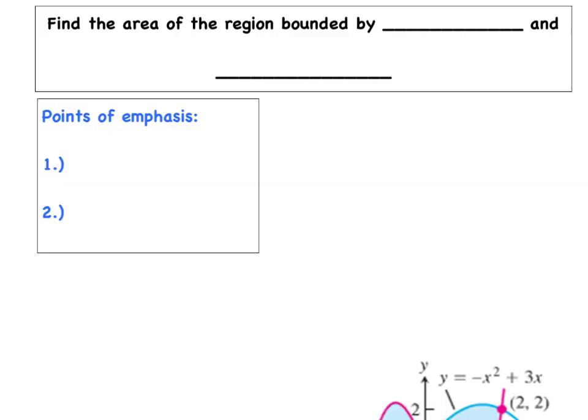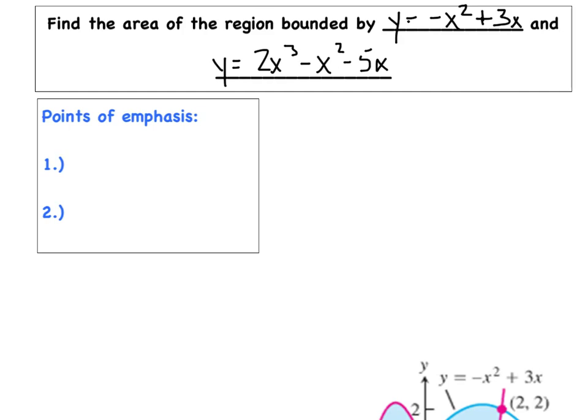Alright, we've got just a couple more to go, and of course we've saved the big bears for the last here. I want to find the area of the region bounded by y equals, let's try negative x squared plus 3x, and let's try the curve y equals 2x cubed minus x squared minus 5x. Now, a couple of points of emphasis here that I really want to drive home today.